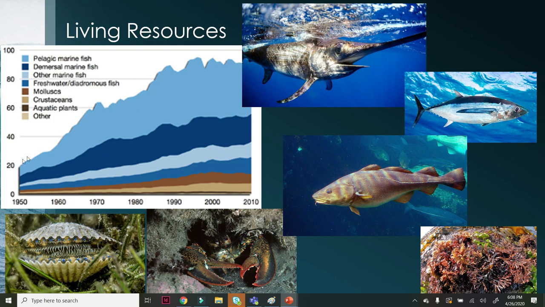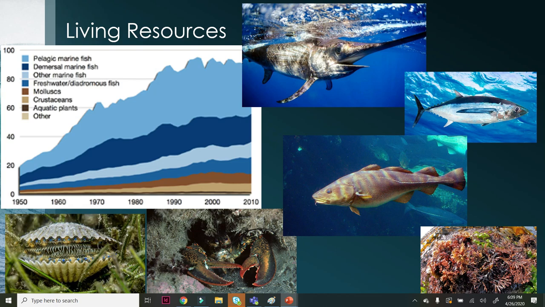So let's look at how living resources have been harvested in the ocean. This is actually millions of tons here. They left the units off of this, but this is millions of tons. And you can see since 1950 how much our harvest of living resources has increased. We have different colors here. Pelagic marine fish has probably quadrupled in the past 60 years. Demersal marine fish has increased.